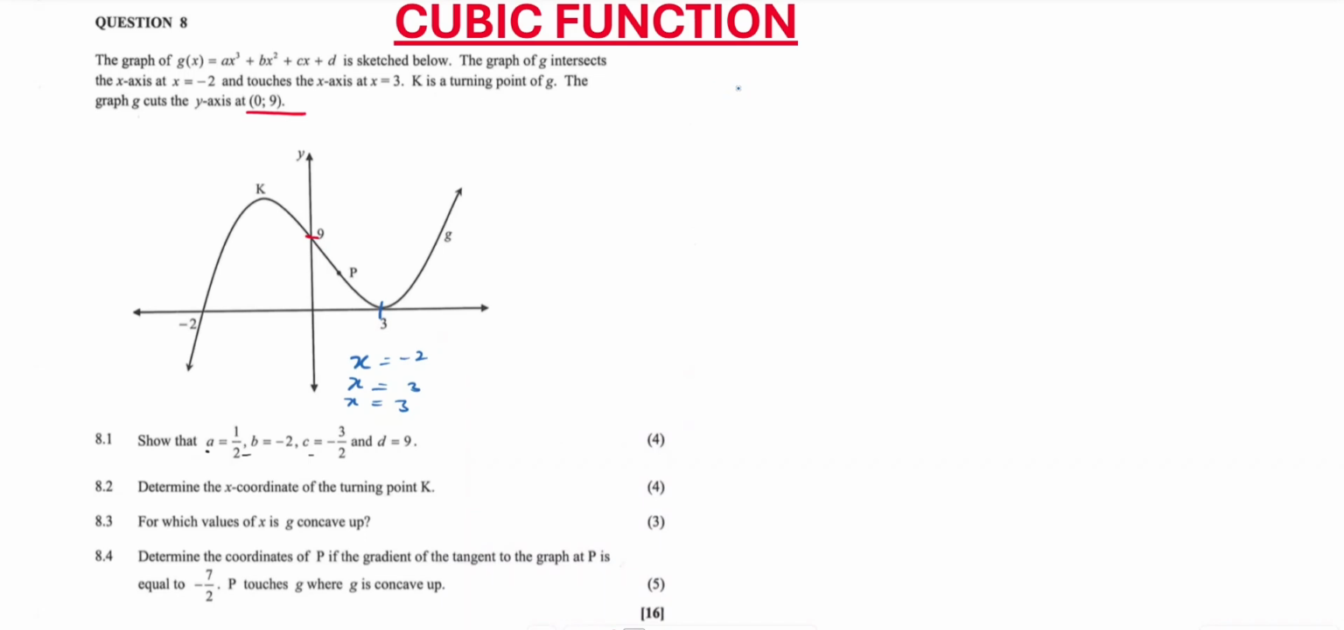Next one, 8.2, determine the x coordinate of the turning point of k. So now we know our g of x is defined as half x cubed minus 2x squared minus 3 over 2x plus 9. So for us to determine the turning point, we're going to find the first derivative, because the first derivative will give us the gradient function, but at stationary points the gradient is equal to 0. So we find the first derivative, then we equate it to 0.